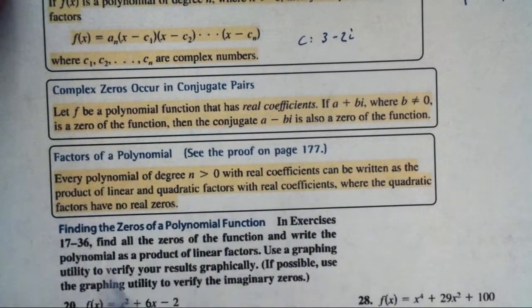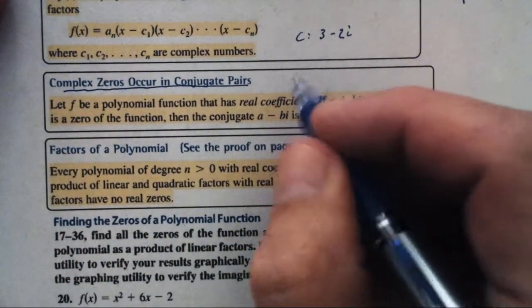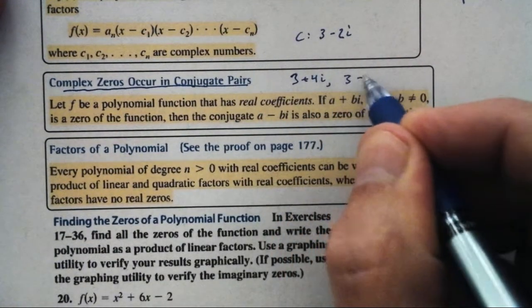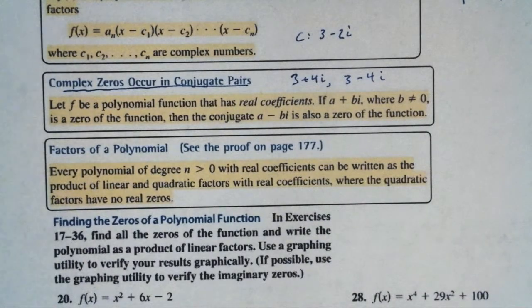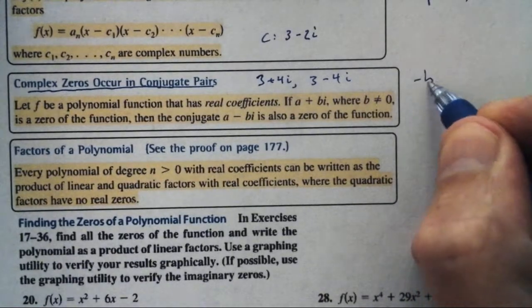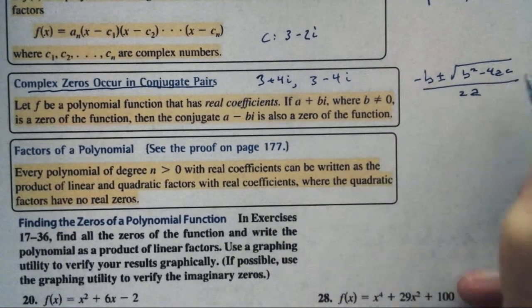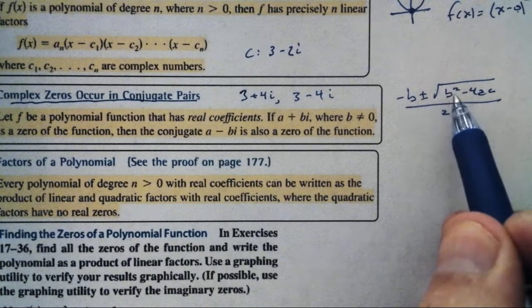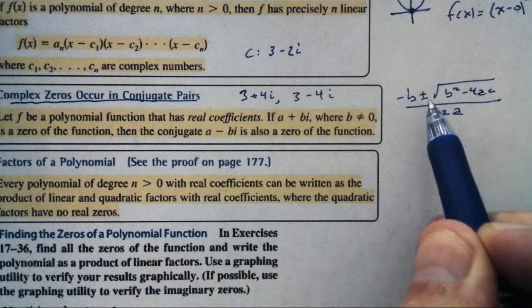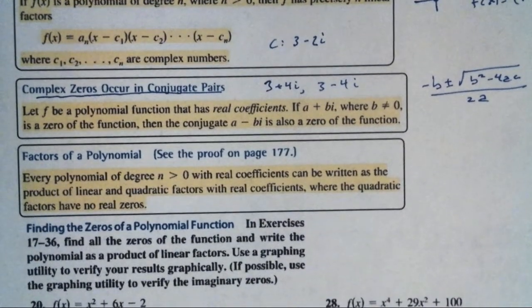This is a biggie, and sometimes math is hard to read, but this says it all. Complex zeros occur in conjugate pairs. In other words, if 3 plus 4i is a zero, so is 3 minus 4i. Some of that can be understood if you think about the quadratic formula for a moment: the opposite of b plus or minus the square root of b squared minus 4ac, all over 2a. Here's where we get an imaginary number, when b squared minus 4ac is negative, and look where it's at, right behind a plus or minus. So that's where we get this from. Complex zeros occur in conjugate pairs. That's a biggie for us.